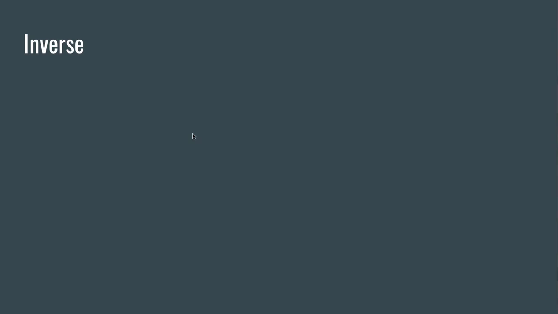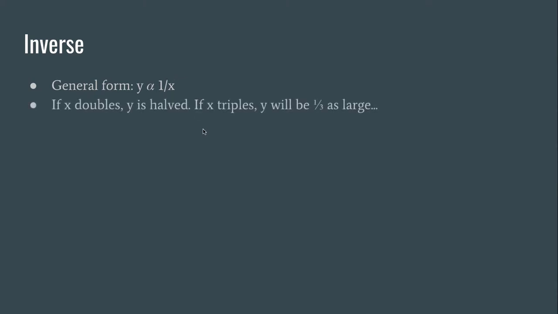The next one we're going to look at is an inverse relationship. They take the general form of y is proportional to 1/x. They're reciprocals. So if x doubles, y is going to be halved because I have 1/x here. And if x triples, y will be 1/3 as large, and so on.